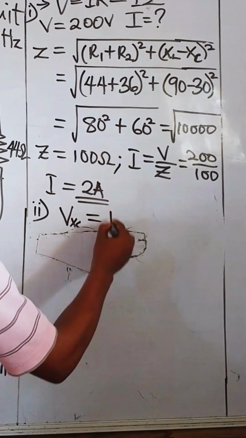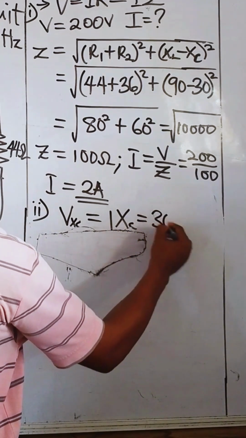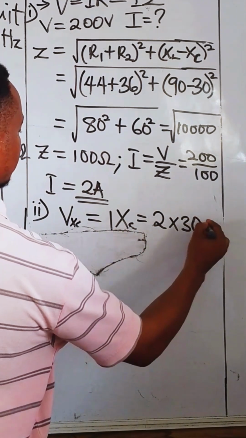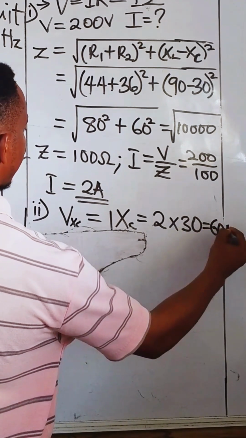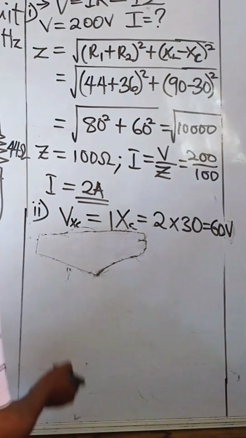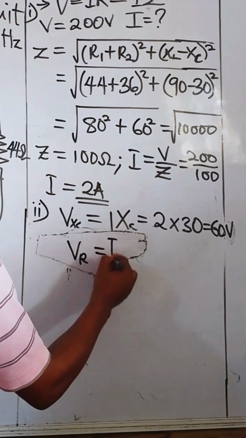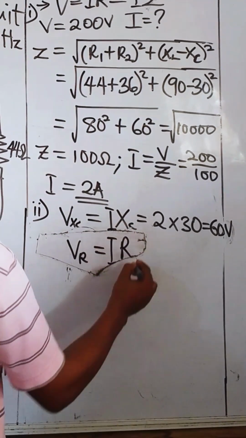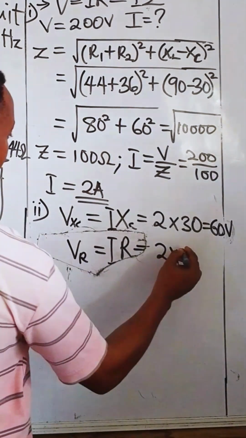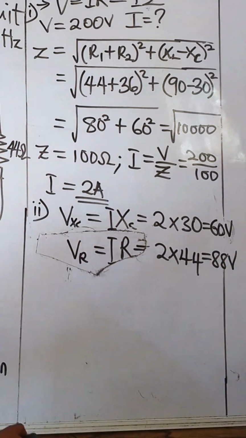VC is equal to I times XC, which is 2 times 30, which is 60 volts, right? So we have 60 there, and VR is equal to the current times the resistance, which is 2 times 44. That'll be 88 volts.